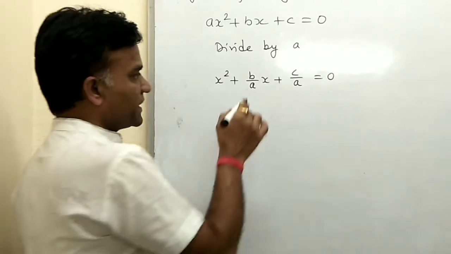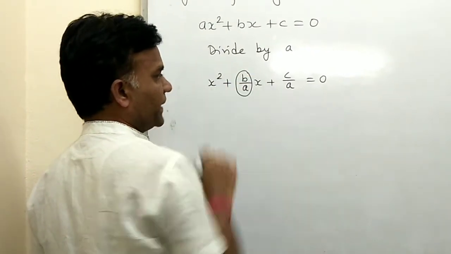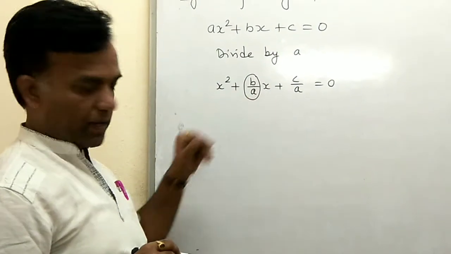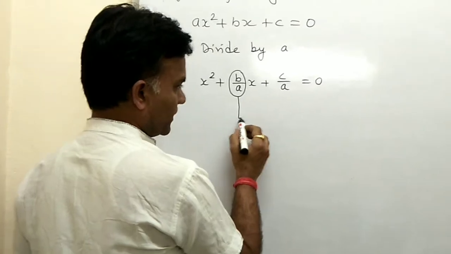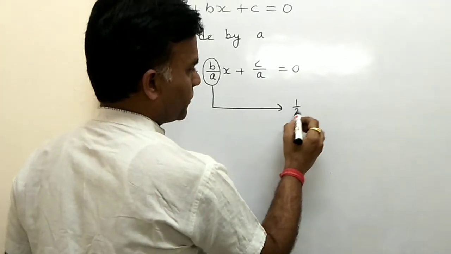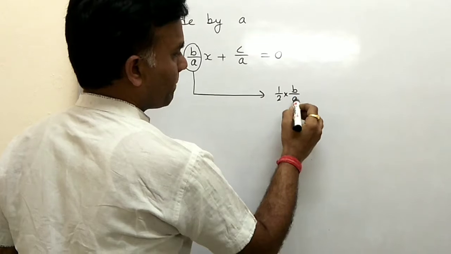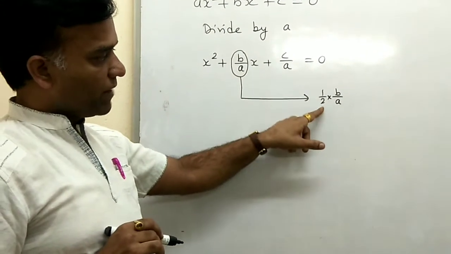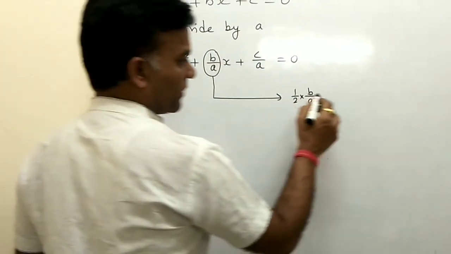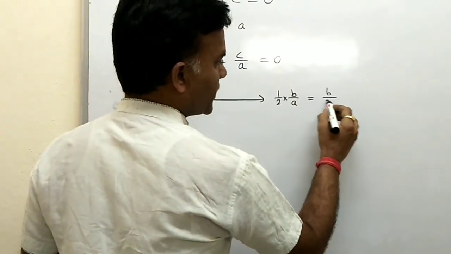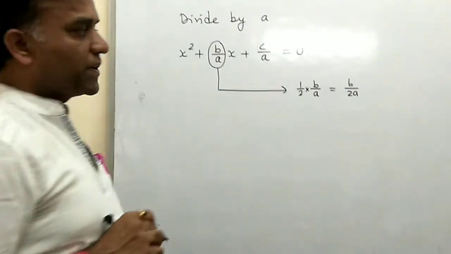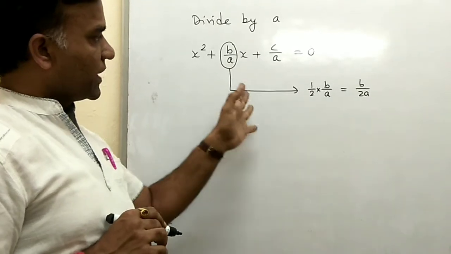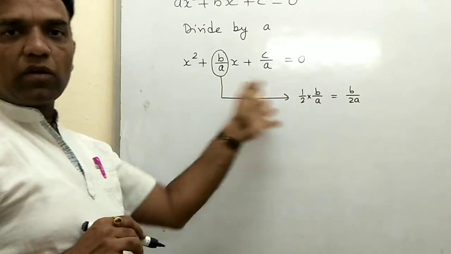The first concept is over: x square plus b by a x plus c by a equal to 0. Then the second concept is what? Now you bring out the coefficient of x. Here the coefficient of x is b by a, so first you take it out. And then you halve the coefficient of x, whatever value is there, by multiplying with 1 by 2. After multiplying by 1 by 2, you get b by 2a. This value is squared, and added and subtracted in the equation.